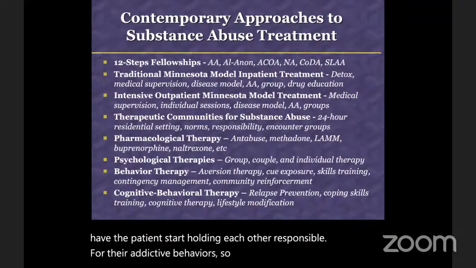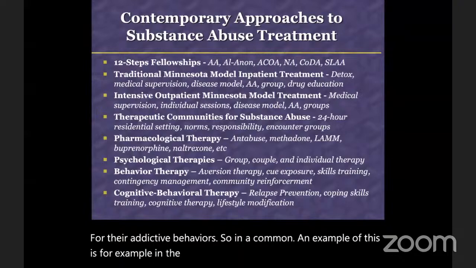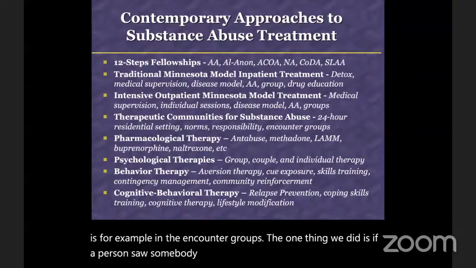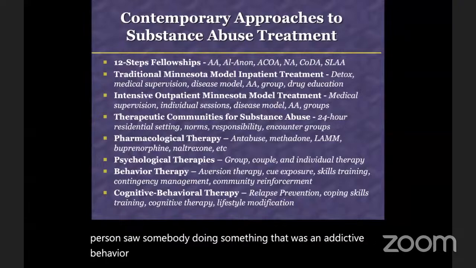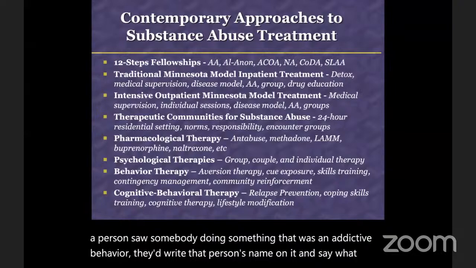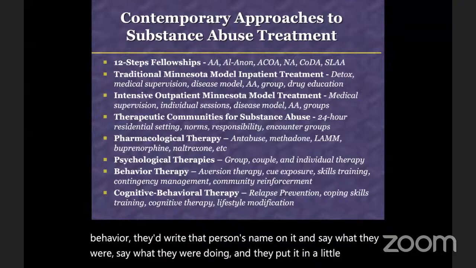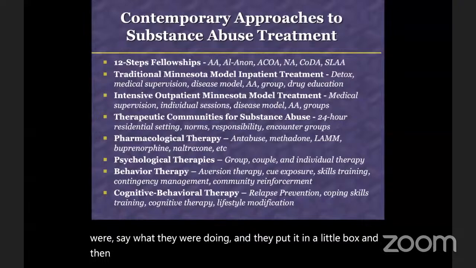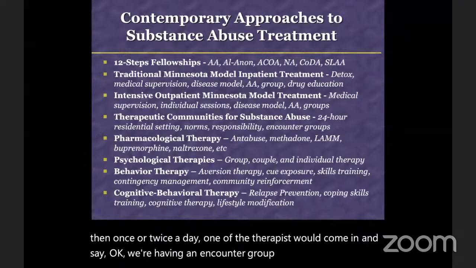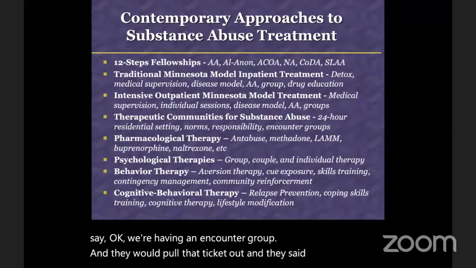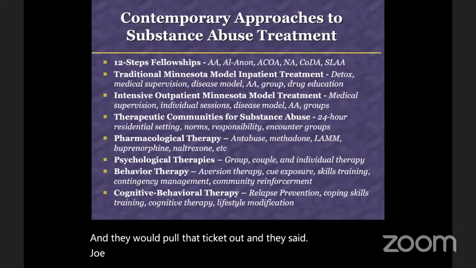An example of this is, in the encounter groups, the one thing we did is, if a person saw somebody doing something that was an addictive behavior, they'd write that person's name down and say what they were doing, and they put it in a little box. Then once or twice a day, one of the therapists would come in and say, okay, we're having an encounter group. And they would pull that ticket out, and they said, Joe observed Tom doing XYZ behaviors.